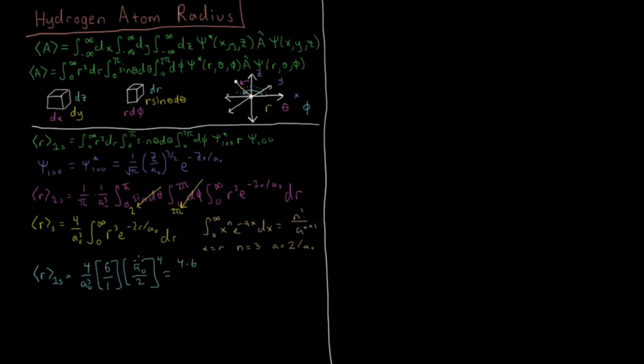Okay, so that gives us 4 times 6. 2 to the 4th is 16. And then we have a naught to the 4th over a naught cubed. So we can see that this a naught cubed cancels, leaving just one a naught. So our final answer for the expectation value of the radius is going to be 24 over 16, which is 3/2 times a naught. Okay, so that's an example of how we calculate expectation values in spherical polar coordinates using the radius here. So that's the expectation value of the radius.